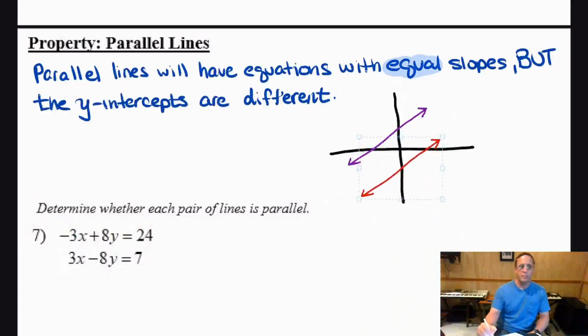But in order for them to be parallel, they have to have the same slope, which those lines do, because I basically just copied and pasted the same line that I drew. And the intercepts are distinct. They're totally different from each other.